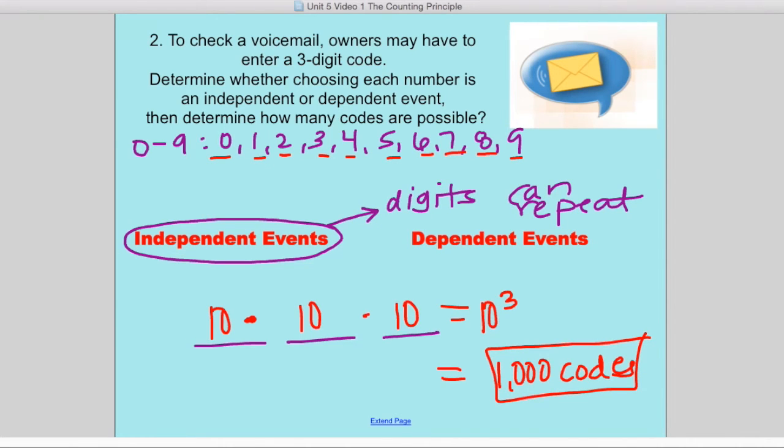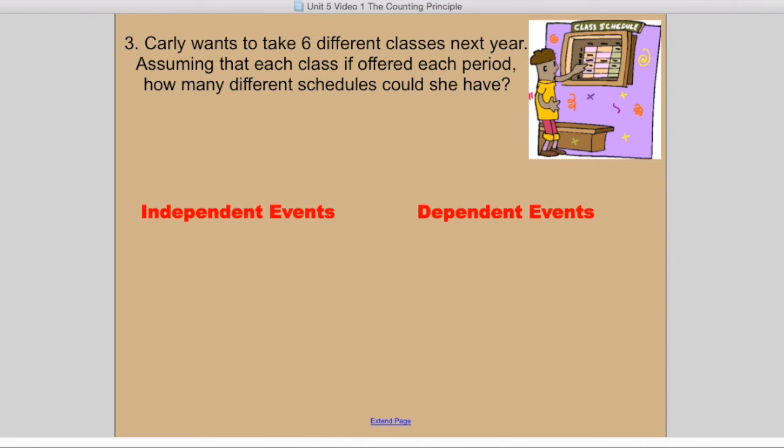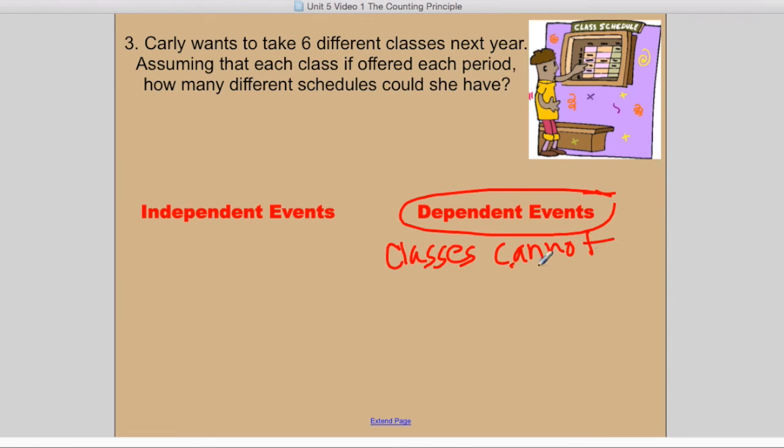Look at example 3. Carly wants to take 6 different classes next year. Assuming that each class is offered each period, how many different schedules could she have? So is this independent or dependent? Well, if she takes algebra first hour, is she going to take algebra again second hour? No. So this would make it a dependent event. You don't want to repeat classes. So classes cannot repeat.